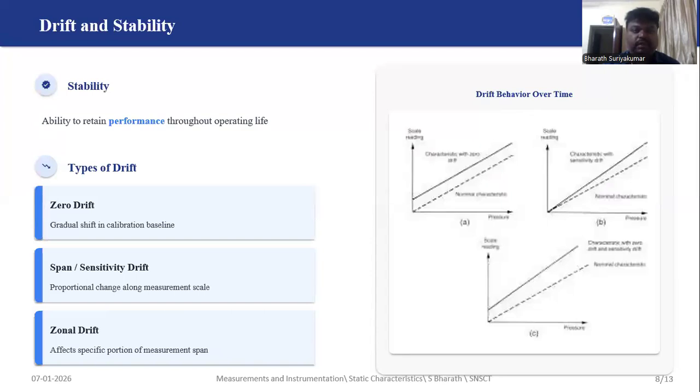Stability. Stability is the ability of the system to perform throughout its operating life. There are various types of drifts: zero drift, span or sensitivity drift, and zonal drift. Zero drift is a gradual shift in the calibration baseline. Span or sensitivity drift is a proportional change along the measurable scale. Zonal drift affects a specific portion of the measurement span. We could see on the right side the various drift behaviors over different time periods.